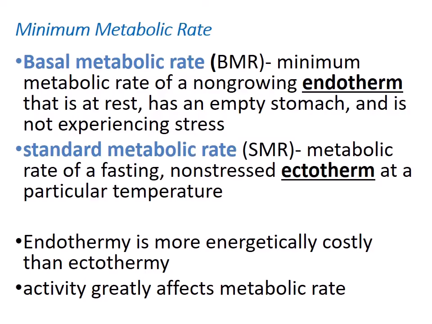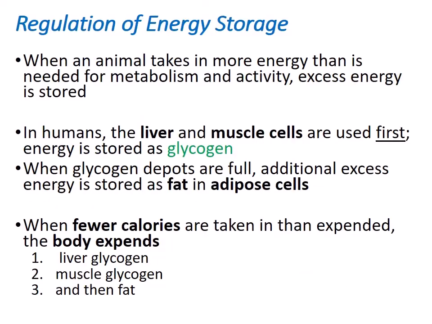And then if you're more active, that's also going to affect your metabolic rate because if you're more active, you need more ATP, so you need more nutrients, etc. So when you consume more energy than you need for metabolism, that excess energy is going to be stored. In humans, the liver and the muscle cells are going to be used first, and we're going to store that energy as glycogen. And then when those glycogen stores are full, we're going to store it as fat in adipose cells. And then if we are in an energy debt time where we have fewer calories taken in than expended, the body is going to use the liver glycogen, then the muscle glycogen, and then fat.